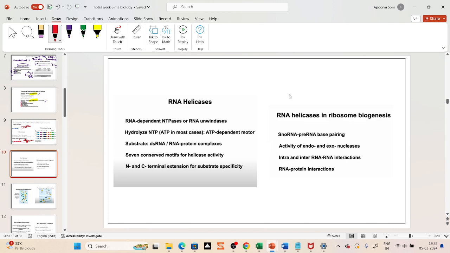So what is the difference between intra and inter? Can anybody tell me? Very basic. If I say intra RNA interactions and inter RNA interactions, what is the difference between the two?